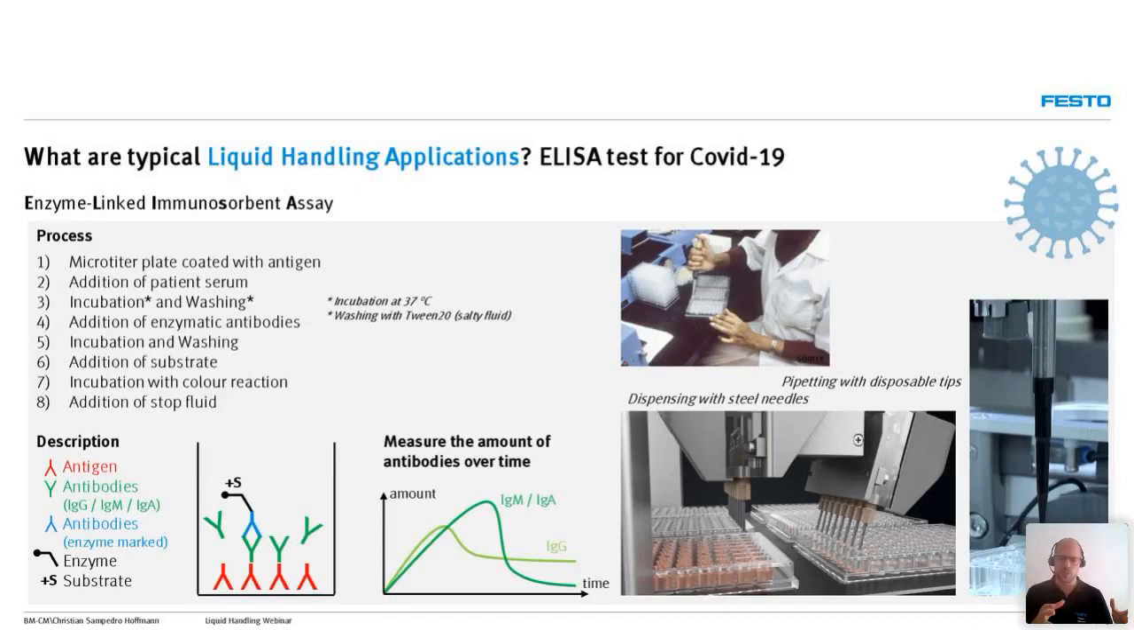To make it short, we're talking about liquids coming from A to B, a certain amount of liquid with a defined precision. So you want to have every time the same value when you're doing more tests in a row.